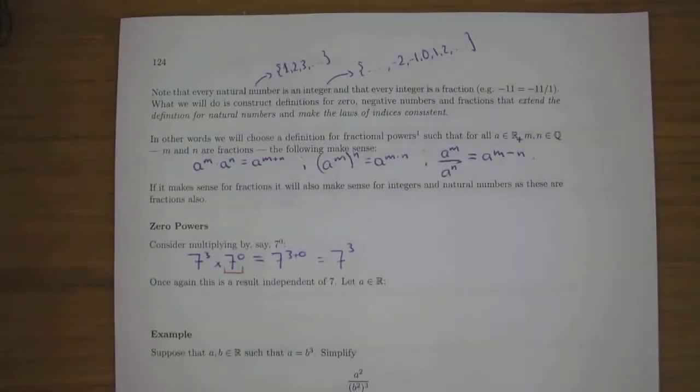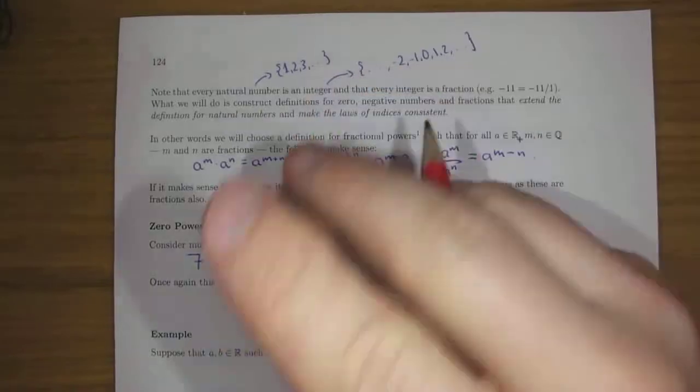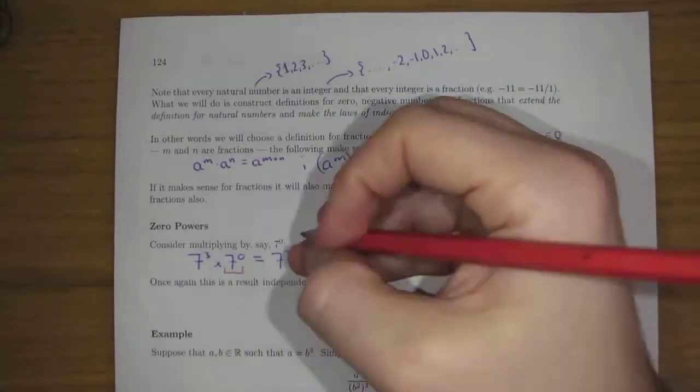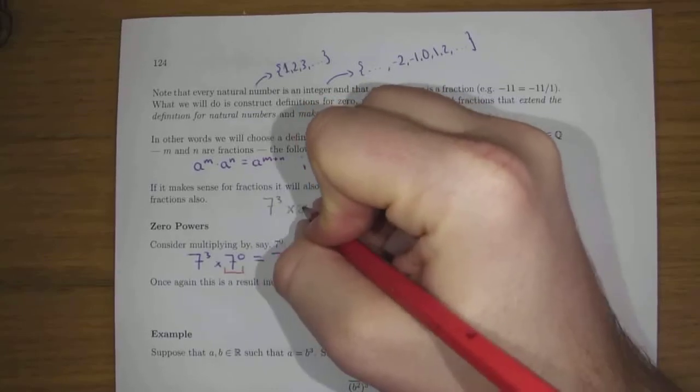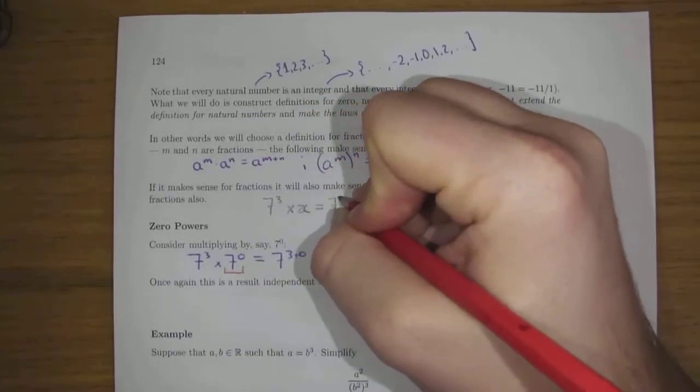Now you could, and we'll do a little bit of algebra to find out, show it couldn't be anything else. Maybe I'll just do it on this one. So this number, let's call it x, it's the unknown. So 7 cubed multiplied by what gives you 7 cubed.